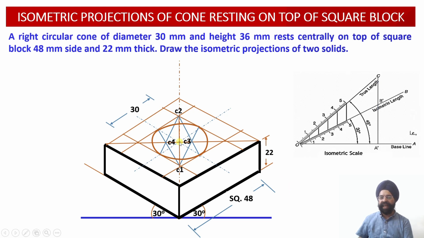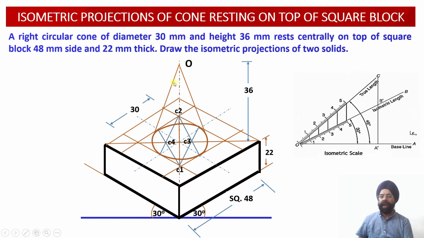Then how much is the axis height? Please check over here. This is the center point of the base. Now I need to locate the apex of this cone. So in order to locate the apex, I need the axis height. The axis height of the cone is given to me as 36 millimeter. So from this center point, I will be drawing the axis height equal to 36 millimeter.